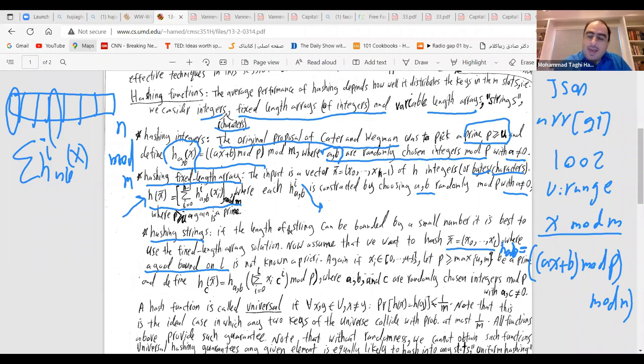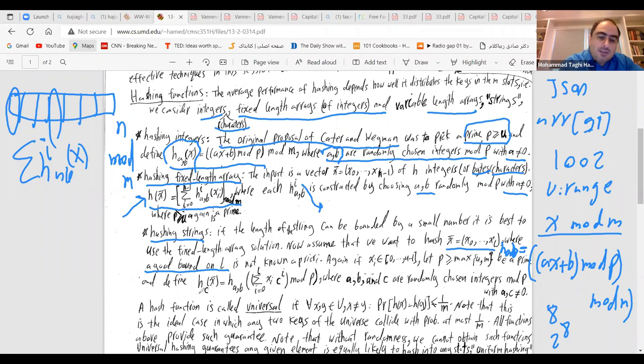If it is an array, for example, an array of bytes, we know that the maximum value would be 2 to the 8, which is 256. So in some sense, each of these xi has some limitation, but the length of this array might be large. So what do we do in this case?